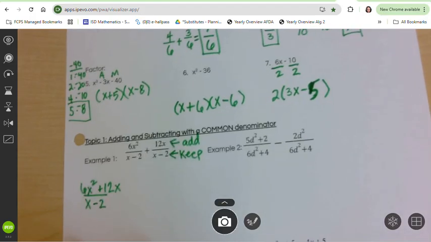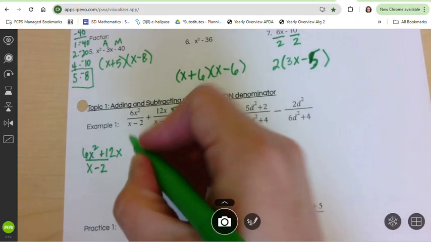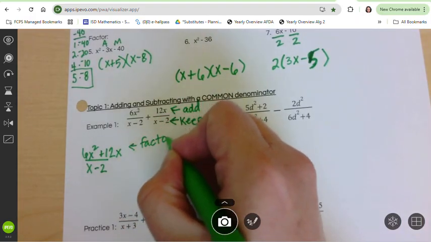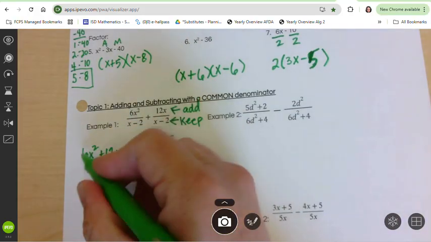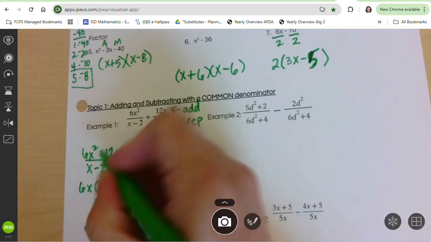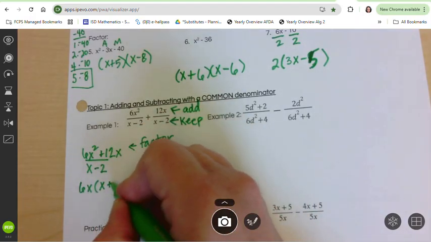All right, notice they're not like terms, so I didn't make it 18x, right? Because I can't actually put them together like that. But I can write the expression that shows that they're being added. Now the next thing you want to do is see if anything can factor, because sometimes you get your answer and then your answer will simplify. So then I'm going to factor my numerator. The denominator does not factor. So I'm going to take out a common factor of 6x. When I divide this by 6x, I get x. And when I divide this by 6x, I get 2.